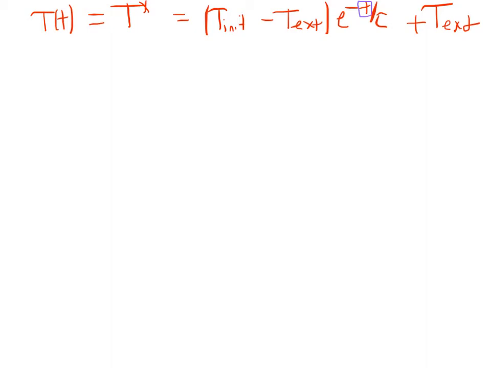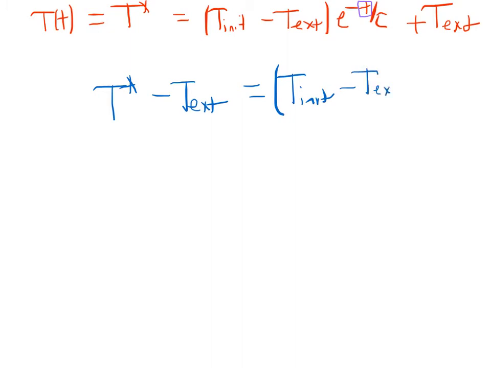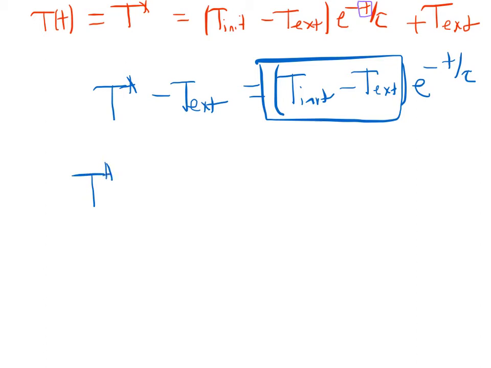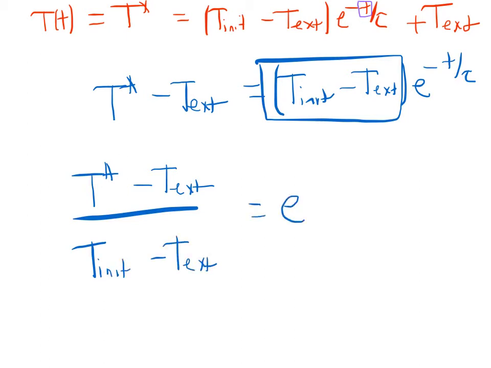Well, this is just a little bit of mathematics. So now what I'm going to do is subtract T external from both sides. So if I write this as T star minus T external, that is equal to T init minus T external times e to the minus t over tau. And if I now divide both sides by this factor, T init minus T external, I have T star minus T external over T init minus T external is equal to e to the minus t over tau.